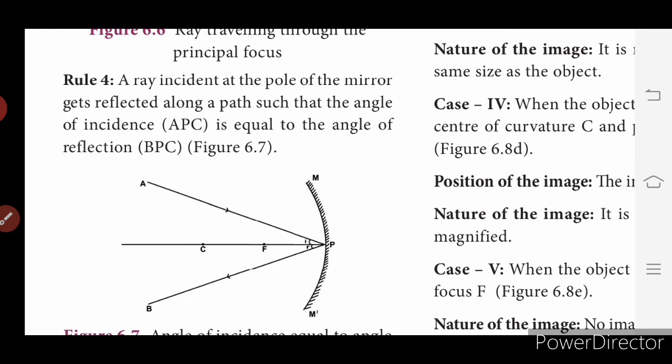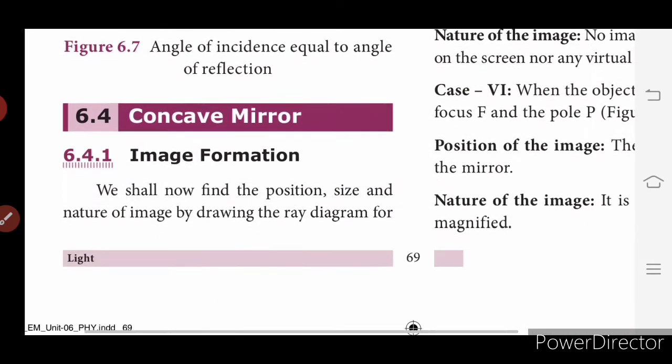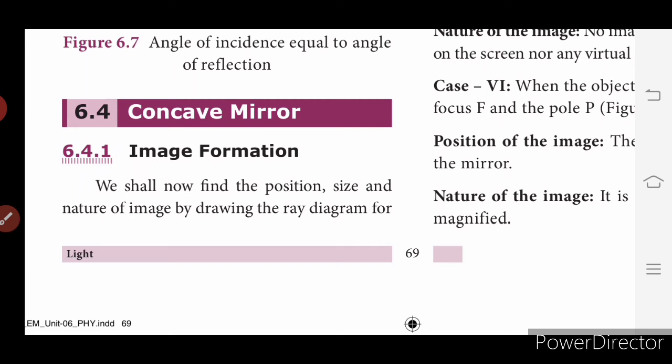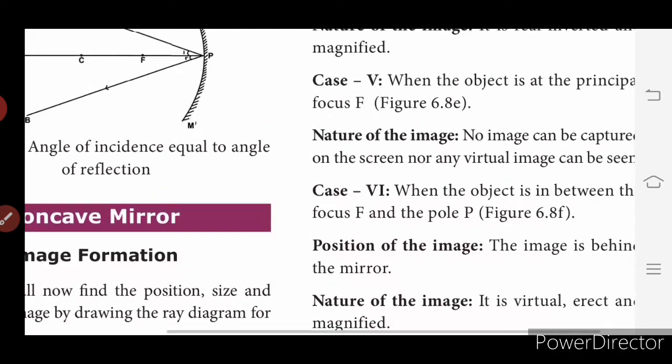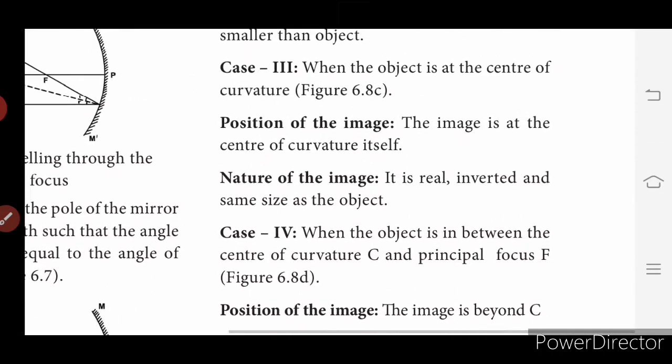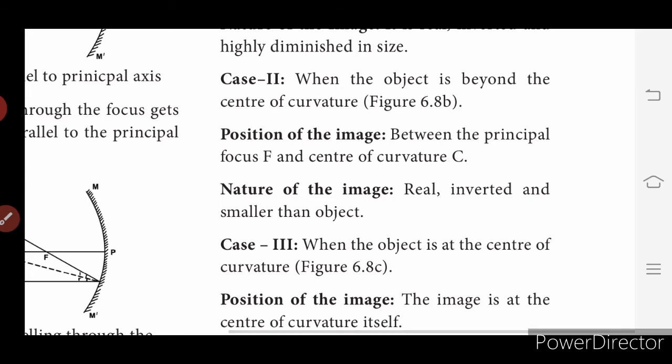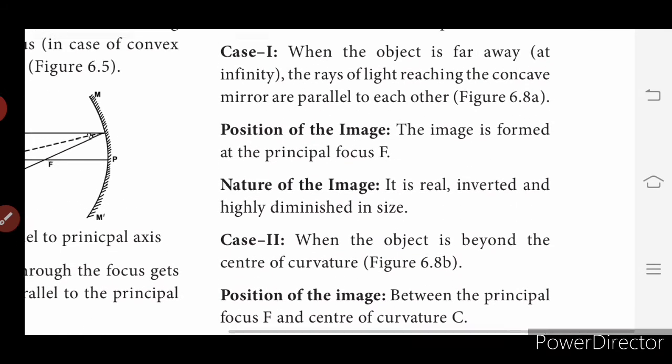Okay, so these are the rules for the construction of images. Firstly, we will see the concave mirror and how the image is formed in the concave mirror. So, image formation. We shall now find the position, size and nature of the image by drawing the ray diagram for a small linear object placed on the principal axis of a concave mirror at different positions.